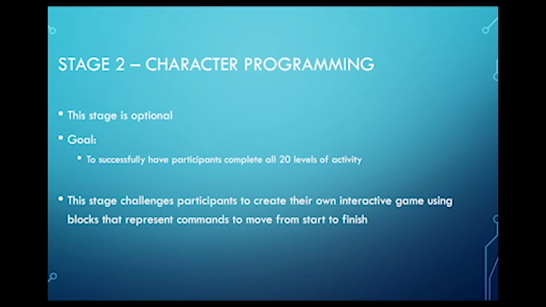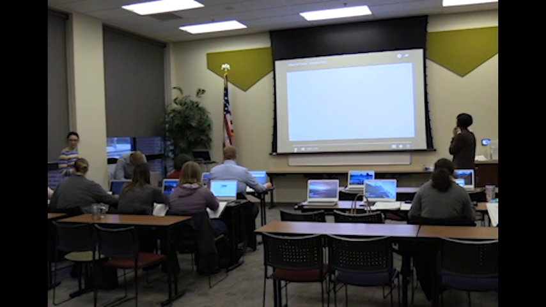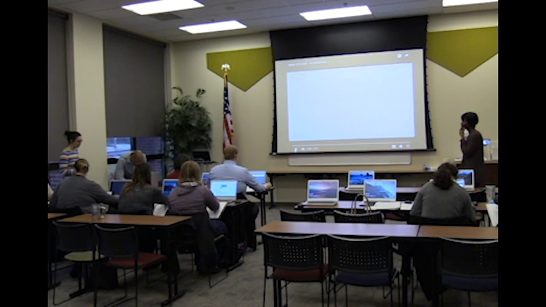Stage 2 is actually optional. This is character programming. The goal of this second activity is to successfully complete all 20 levels of the activity. This simple programming activity challenges the participants to create their own interactive game using blocks that represent commands. The introductory video explains this very well. Once the participants begin to interact with the activity, let them work through it at their own pace. The participants can work in pairs.